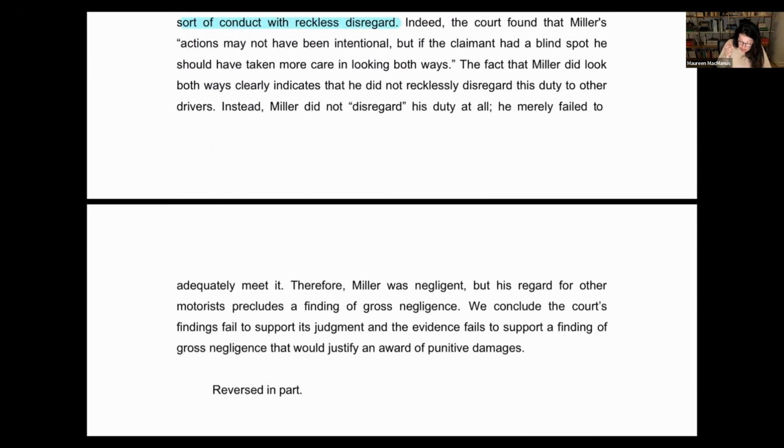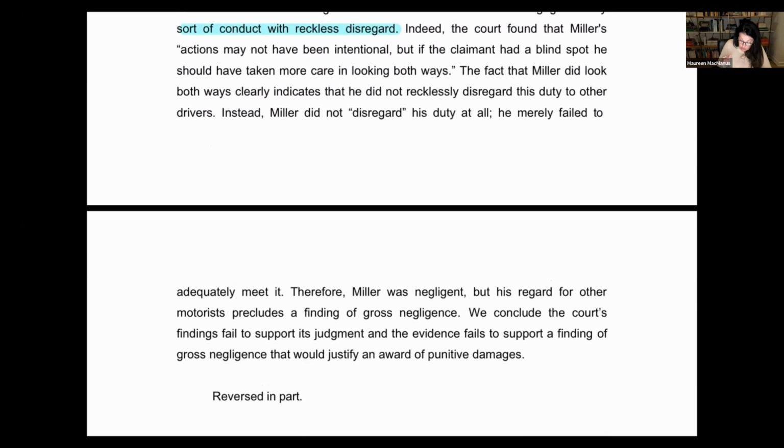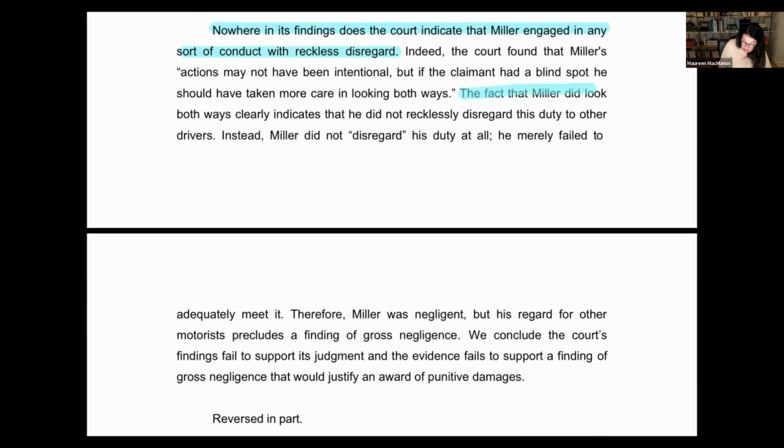We conclude the court's findings fail to support its judgment, and the evidence fails to support a finding of gross negligence that would justify an award of punitive damages.